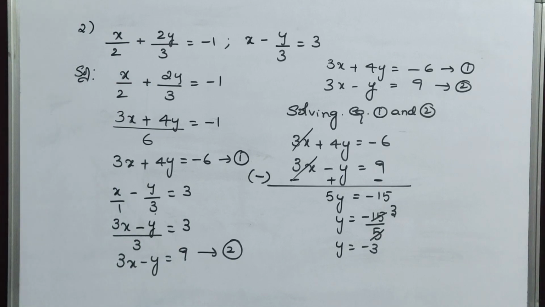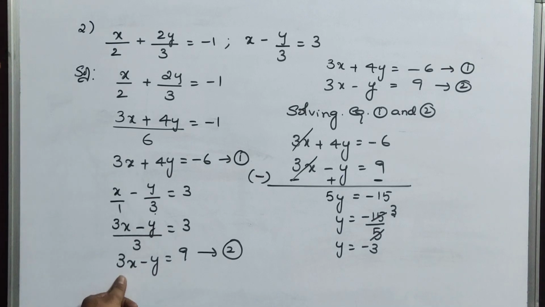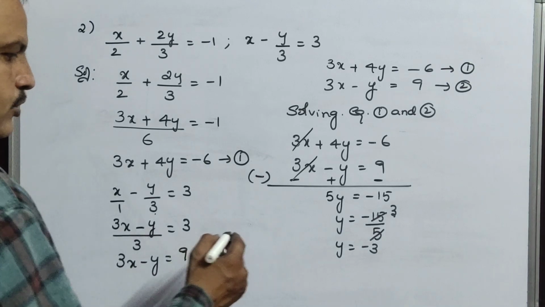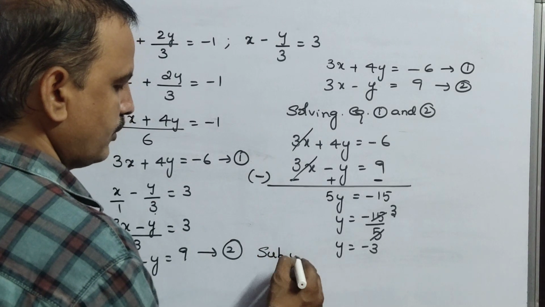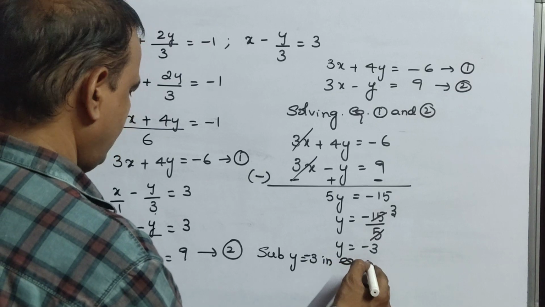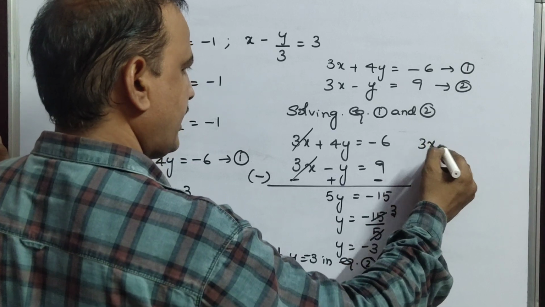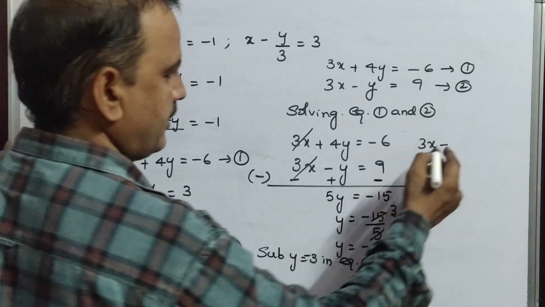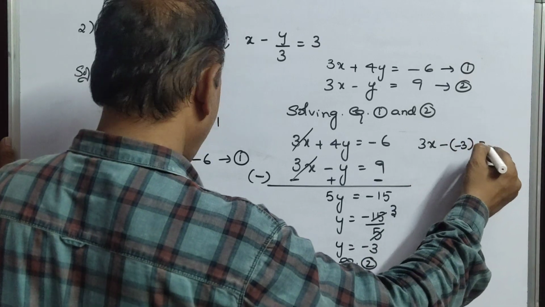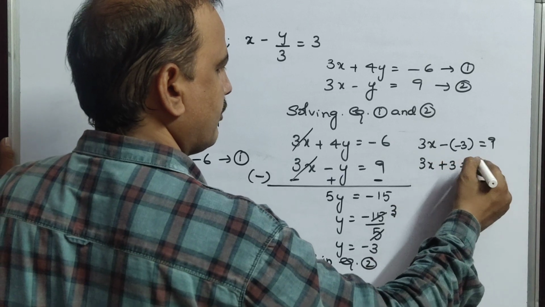Now you got the value of y. Then what do we have to do? You have to substitute the y value in any one of the equations, either equation 1 or 2. I prefer equation 2. So substitute y equals minus 3 in equation 2. That is 3x minus y, where the y value is minus 3, so minus of minus 3, equals 9. So 3x minus of minus, plus 3 equals 9.